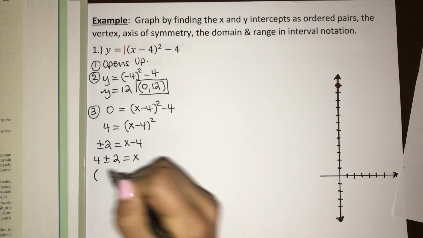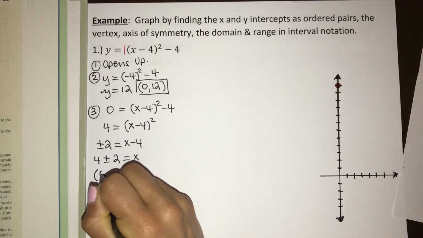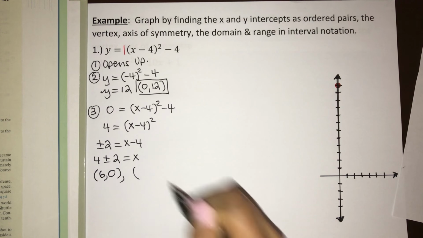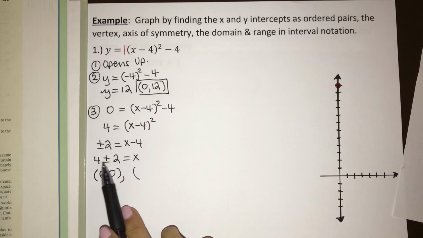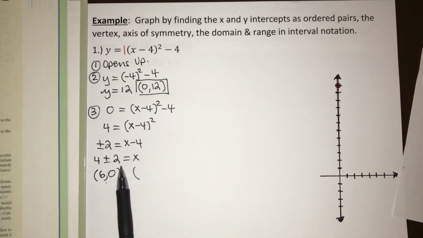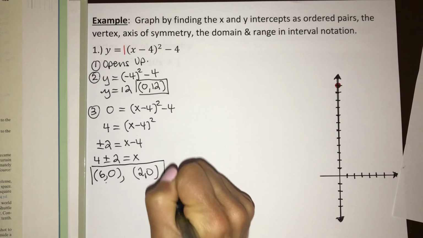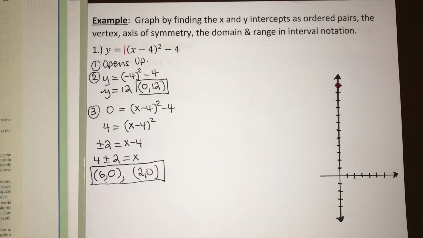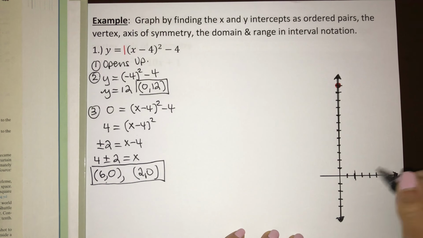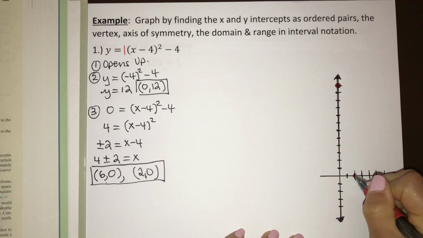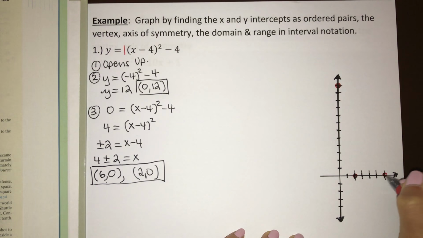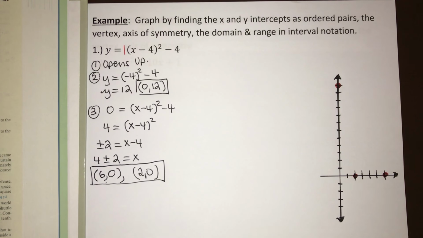So one of the x-intercepts is going to be (6, 0), since 4 plus 2 is 6. And the other x-intercept, 4 minus 2, gives me (2, 0). So I have these x-intercepts. We can put those on the graph as well. So here is (2, 0), and (6, 0). So I have those. And we also need to find the vertex.